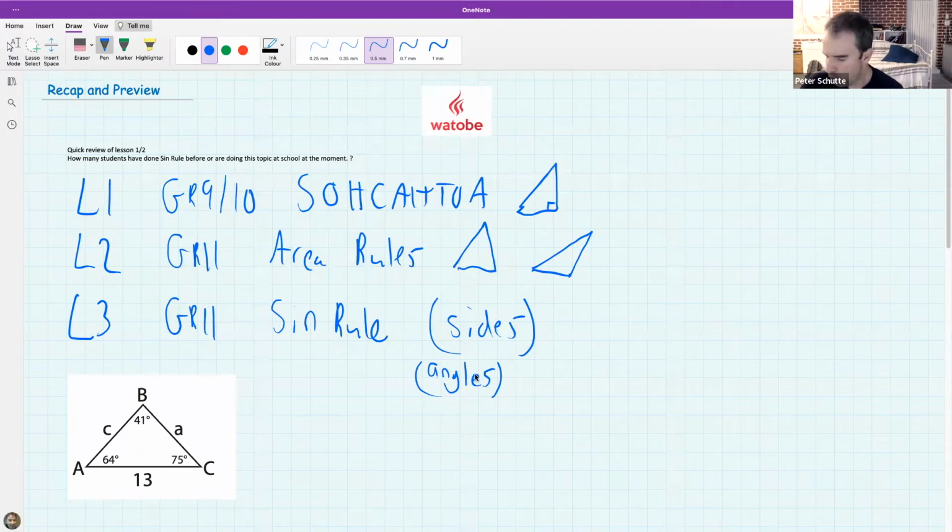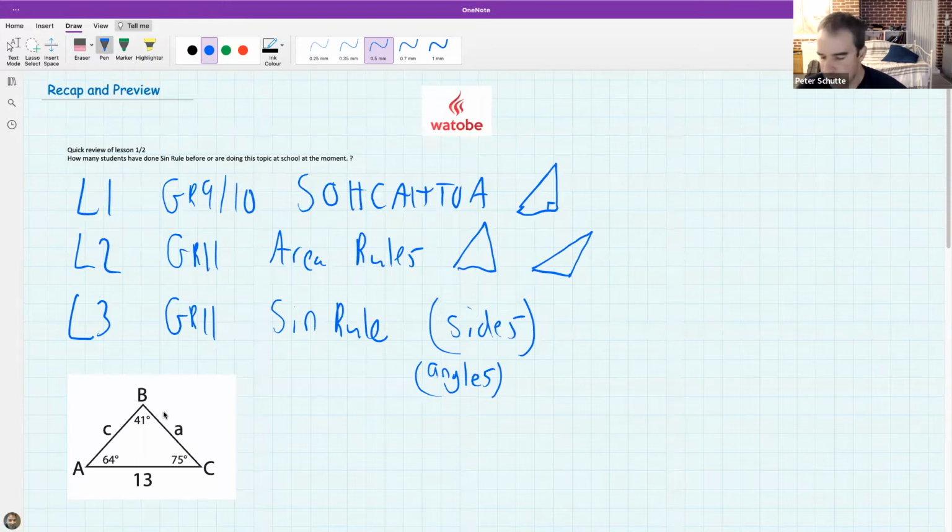So I just want to ask a question. How many of you have encountered the sine rule before, or maybe you've just started doing it at school? If you have, give a thumbs up. And if you have never heard of the sine rule, give a thumbs down. I think most students should be starting the sine rule at school now, according to the curriculum. Okay, some students haven't, and that's fine. We're going to assume that you haven't started, but I just wanted to get a feel.